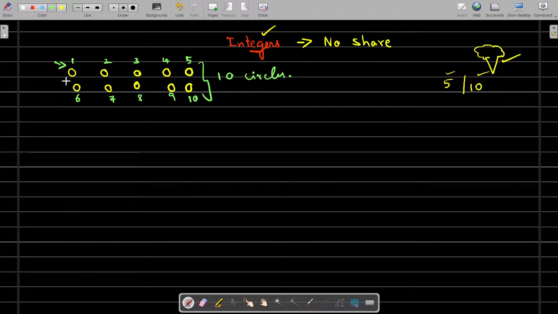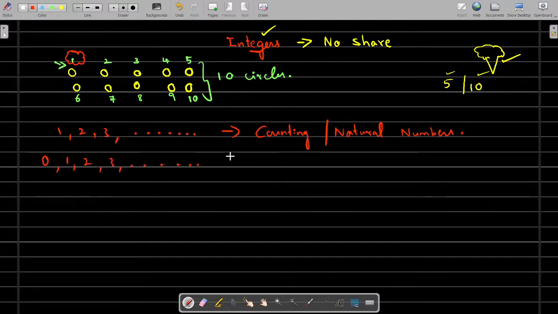With what number did you start your counting? You started with 1. 1, 2, 3, so on. This is what you call as the counting numbers or natural numbers. If you start with 0, that is 0, 1, 2, 3, and so on, there is no stop, you call this as whole numbers. Is it okay? You call this as whole numbers.